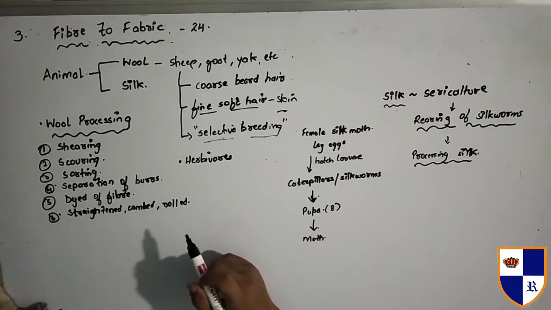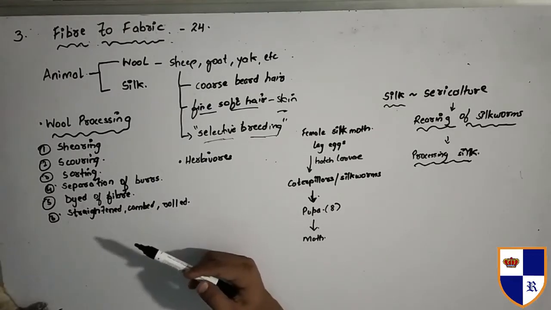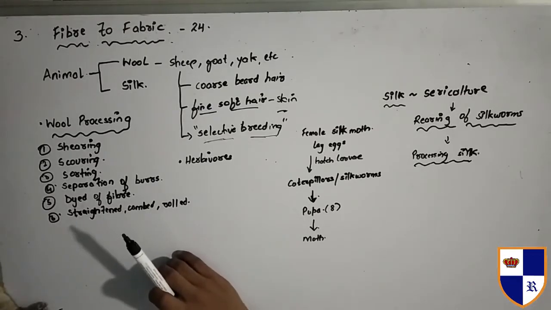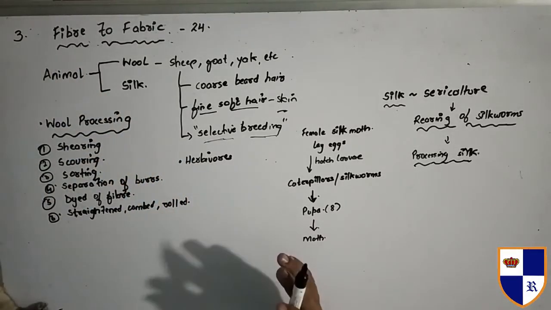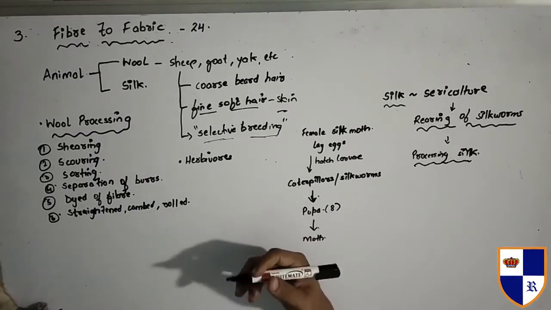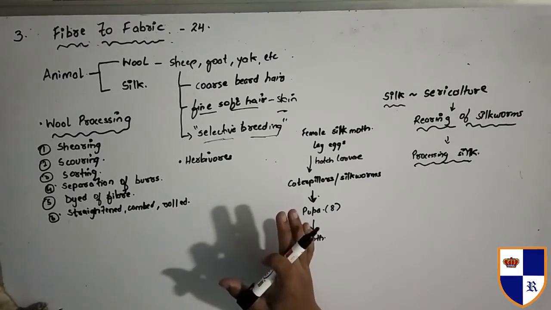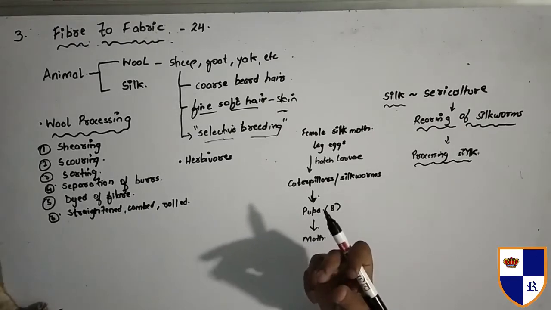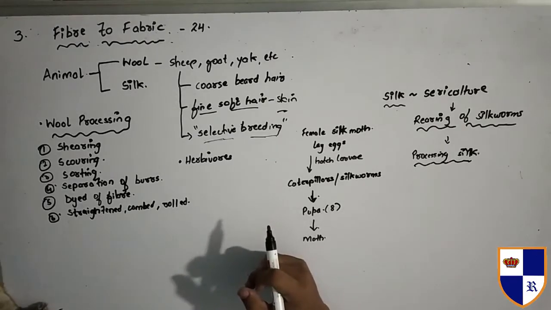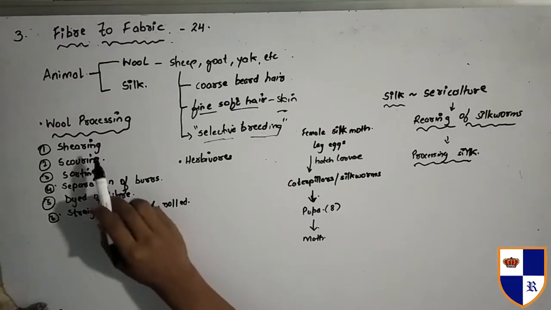That is wool processing, or you can say processing of fiber into wool. So the first step involved is that the fleece, or we can say the hair of the sheep, along with a thin layer of the skin, is removed from the body. The process is known as shearing.